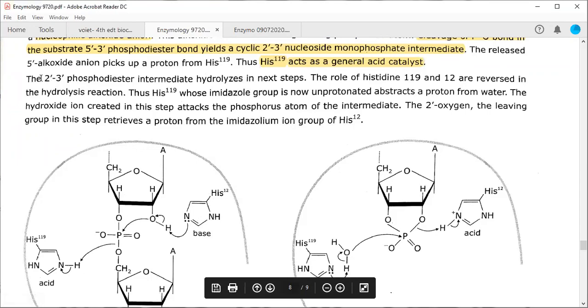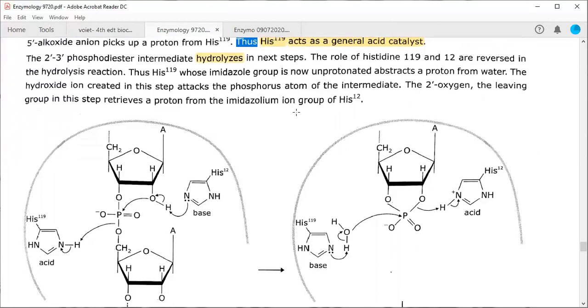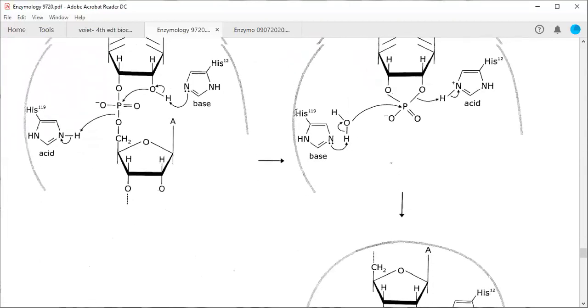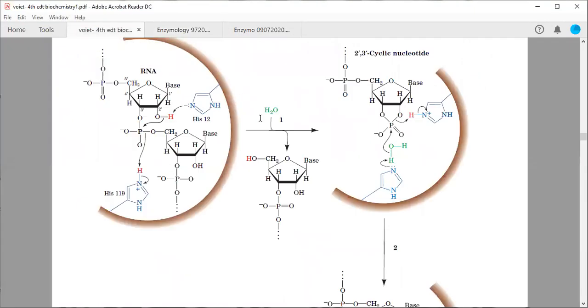Now in the second step, this will be reversed. Then it will become a base. This will become an acid. Now see, the 2',3' cyclic intermediate hydrolyzes in the next step. This hydrolysis reaction is being done with the help of a water molecule. In this particular step, actually, this is not shown in this particular PDF. It is very clearly shown in black and white that one water molecule is being added, and this hydrolysis reaction results in the release of the product molecule.